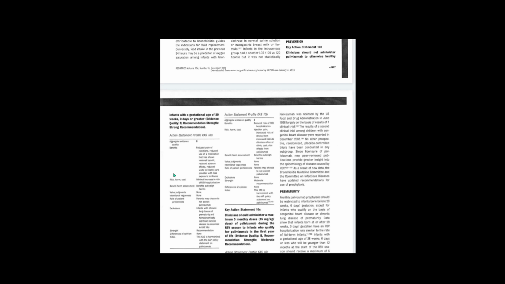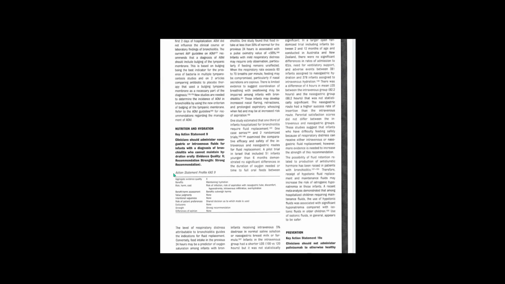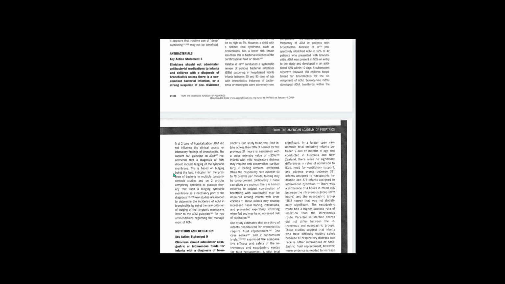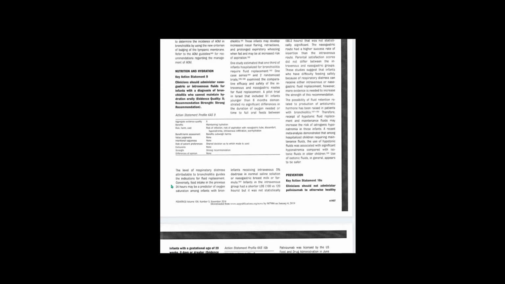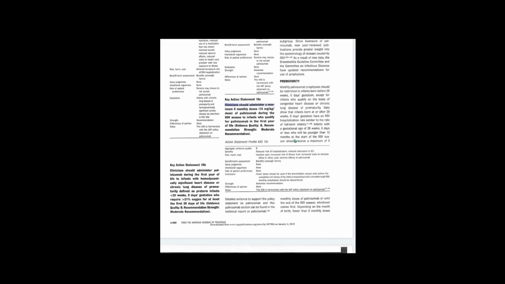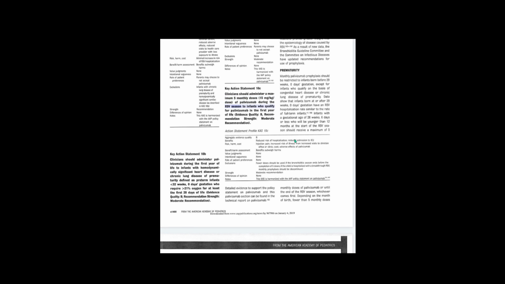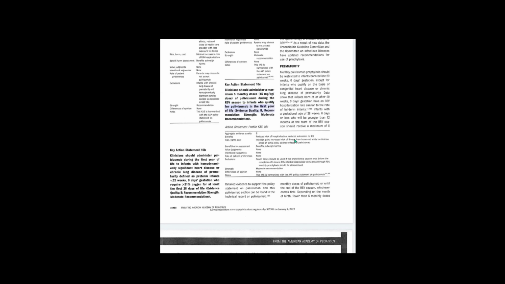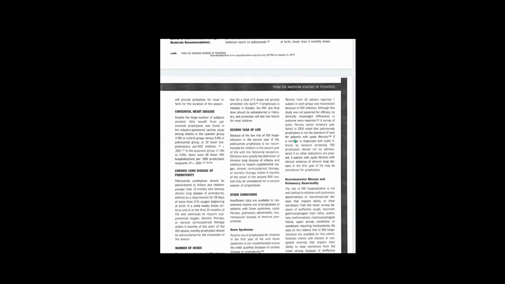Clinicians should administer palivizumab during the first year of life to infants with hemodynamically significant heart disease or chronic lung disease of prematurity, defined as preterm infants less than 32 weeks 0 days gestation who require more than 21% oxygen for at least the first 28 days of life. Evidence quality B. Recommendation strength: moderate recommendation. Clinicians should administer a maximum of 5 monthly doses of palivizumab during the RSV season to infants who qualify for palivizumab in the first year of life. Evidence quality B. Recommendation strength: moderate recommendation. Action statement profile.